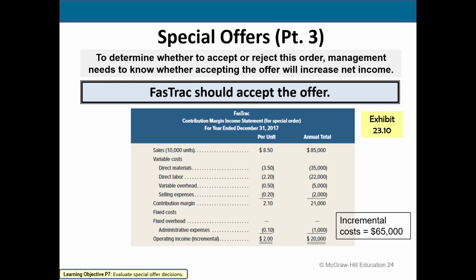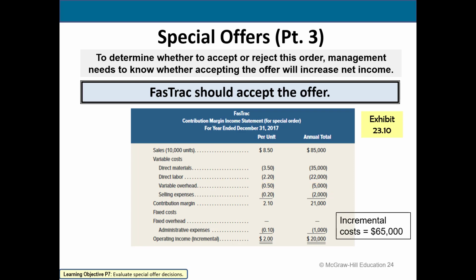We can see from this analysis that the additional business at only $8.50 a unit will increase their net income by $20,000. If we decide to accept this one-time special order, revenues will increase by $85,000, which is 10,000 units times $8.50 a unit. The variable manufacturing cost will be the same as normal for direct materials and direct labor, which is $3.50 and $2.20 respectively. And the variable part for overhead is 50 cents a unit.